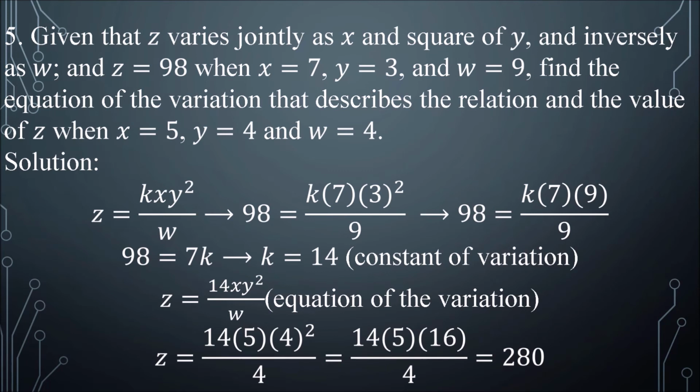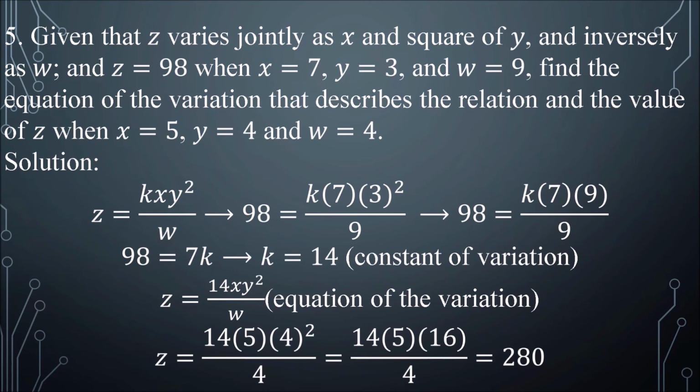So let's start with the equation. z varies jointly as x, so z is equal to kx, and the square of y, y squared, and inversely as w, w is in the denominator. Now we will substitute 98. After getting the formula, we will substitute 98 to z, so 98, and then 7 to x, and then 3 to y. w is equal to 9, so w is equal to 9.